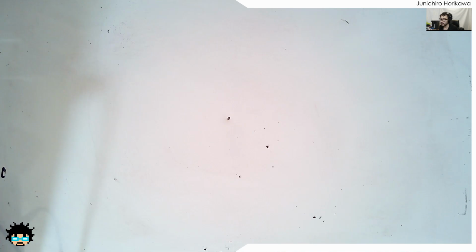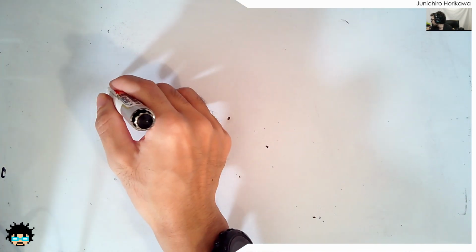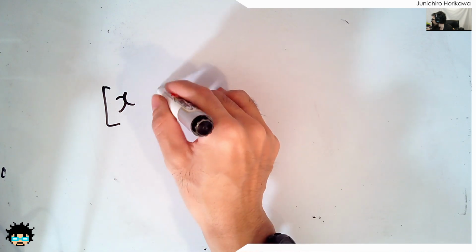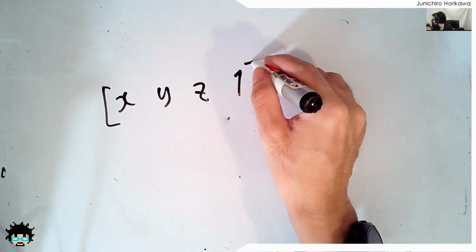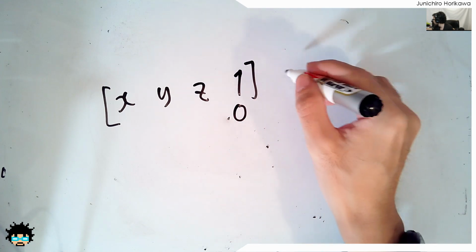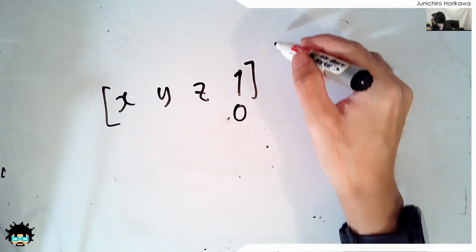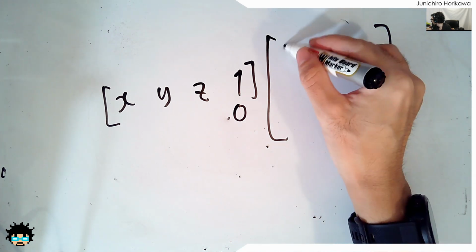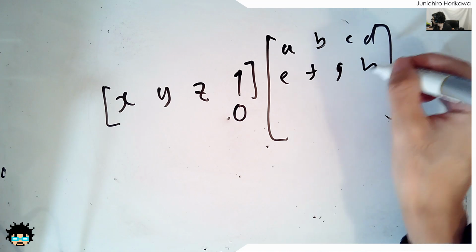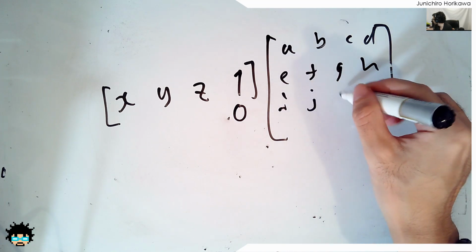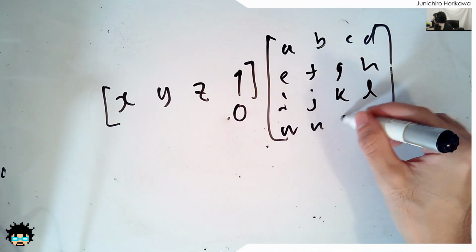When you are using a 4x4 matrix, what you use as a coordinate looks like this: x, y, z, and you have 1 or 0 for the fourth value, and you have a 4x4 matrix: A, B, C, D, E, F, H, I, J, K, L, M, N, P.